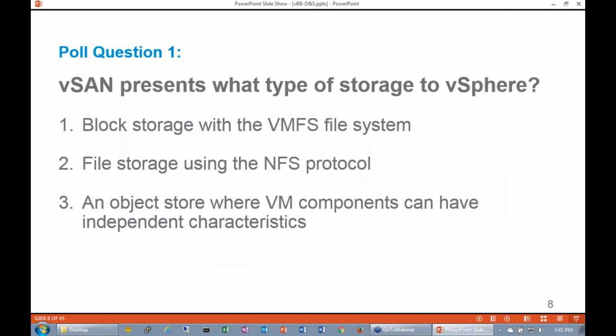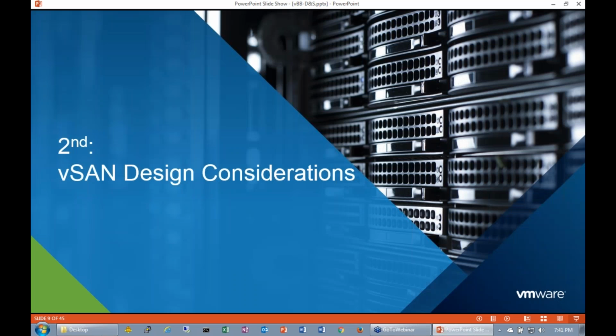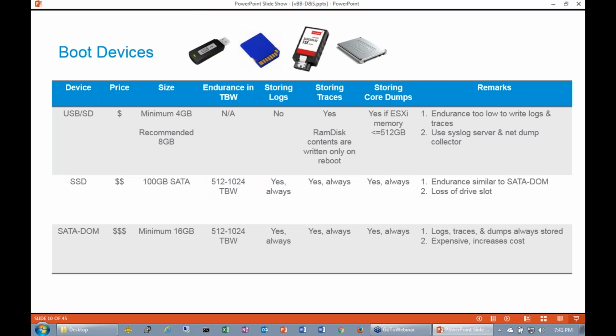I have some poll questions. I'm going to skip through these. I forgot I had them in the deck, but really the meat of tonight is some of the design considerations specifically around vSAN. First and foremost, something that's very, very important to keep in mind, boot devices.